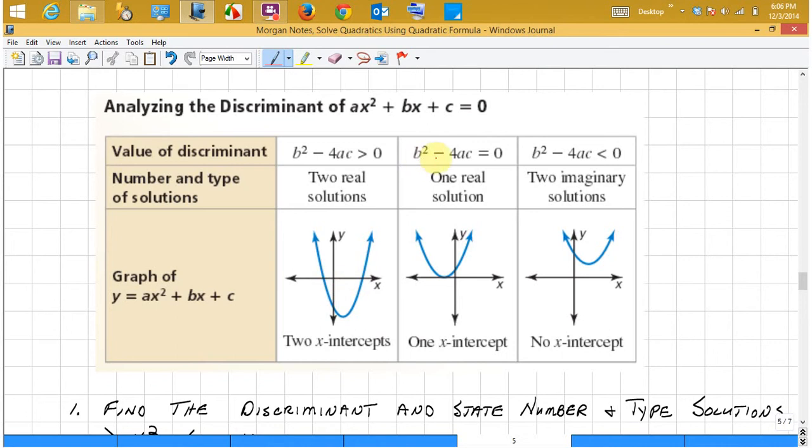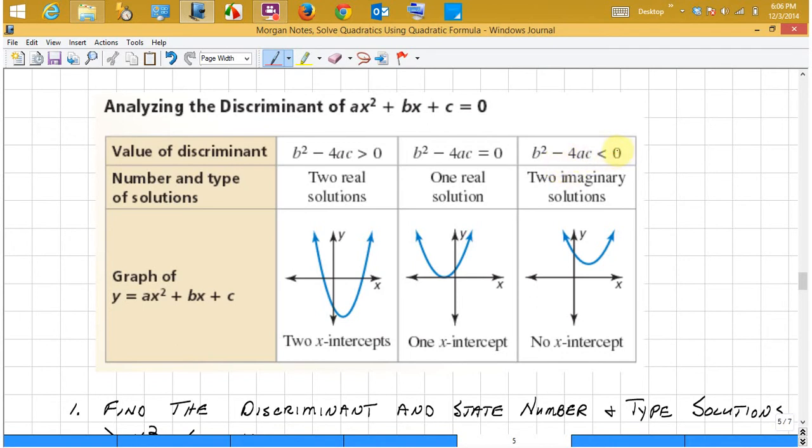If I have b squared minus 4ac is equal to 0, exactly equal to 0, then I'm only going to have one real solution. The quadratic curve is going to come down and touch the axis in just one spot and go back up or down. And then we have the situation where b squared minus 4ac is less than 0.